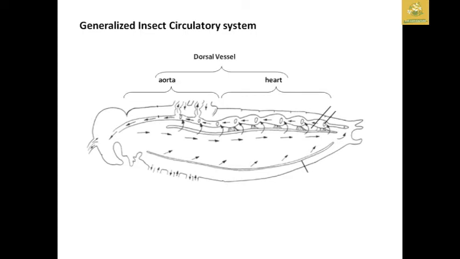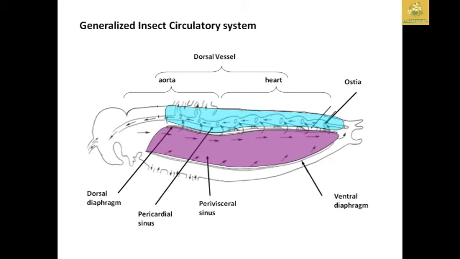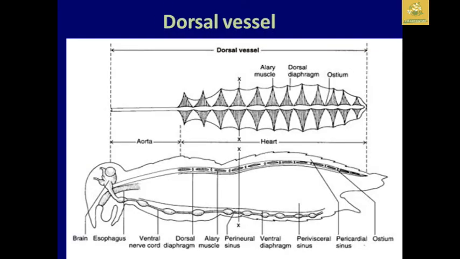These are known as the dorsal vessels, which help with circulation of blood in the body. The ostia are the places where the circulation process is maintained. The dorsal diaphragm is present above, and the ventral diaphragm is below. Here you can see the pericardial sinus, the visceral sinus, and the perineural sinus.